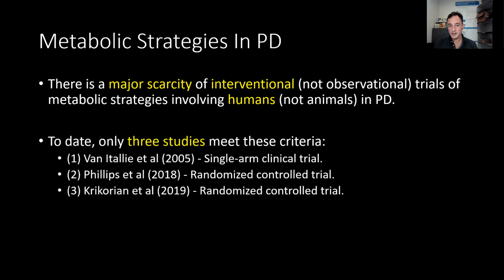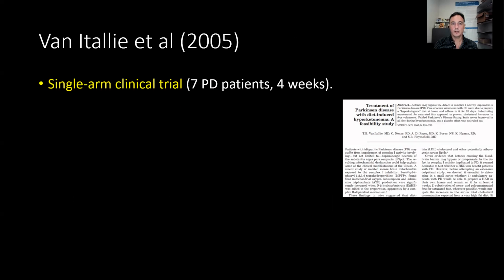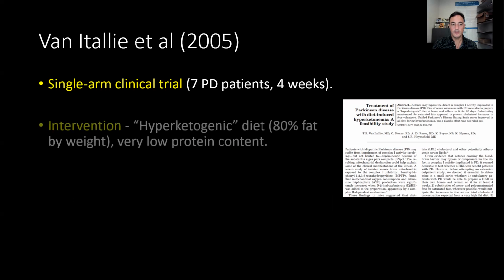So there are really only 3 studies that meet these criteria for being studies that are interventional involving humans. And I will briefly discuss each of these trials. So the first one, done by the Van Italy team in New York, 17 years ago now, single-arm clinical trial involving 7 Parkinson's patients, and the trial lasted 4 weeks. The intervention was a hyperketogenic diet. This is a very powerful ketogenic diet.